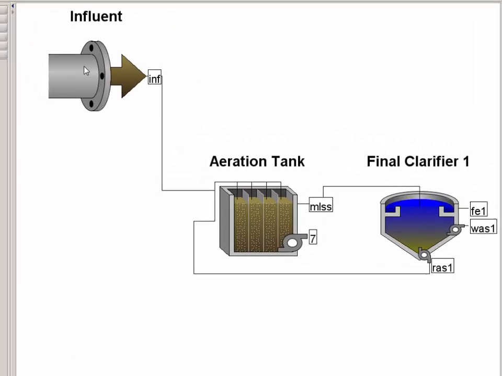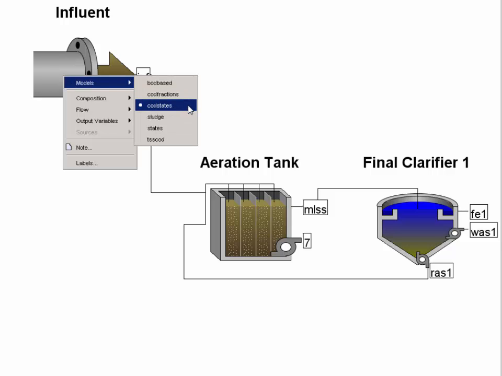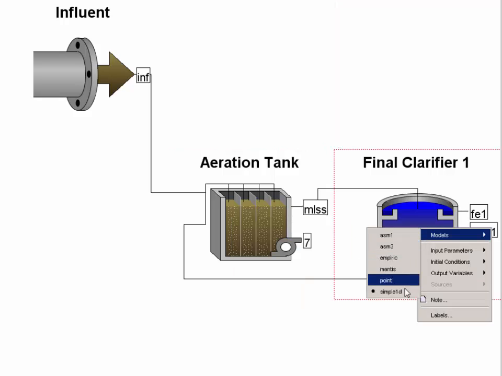Next, let's verify the objects so we are using the models we want. Right-click on the object and mouse over to Models. Ensure that the model selected for the influent object is set to COD State. Set the Aeration Tank model to Mantis and the Secondary Clarifier model to Simple 1D.